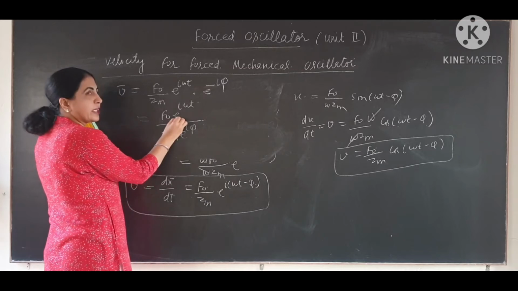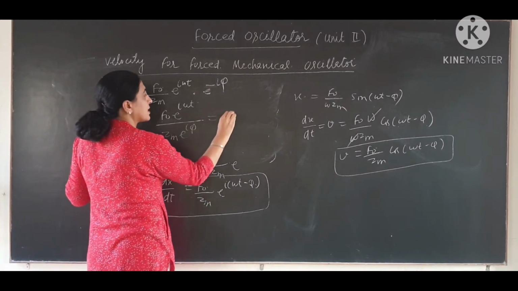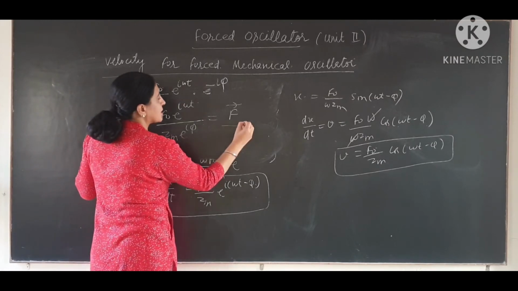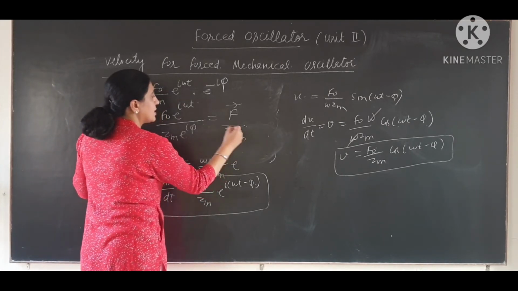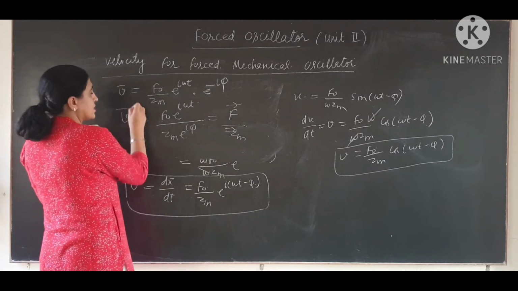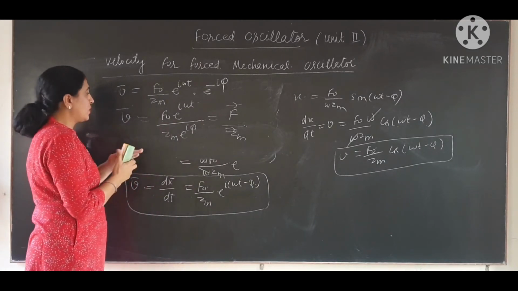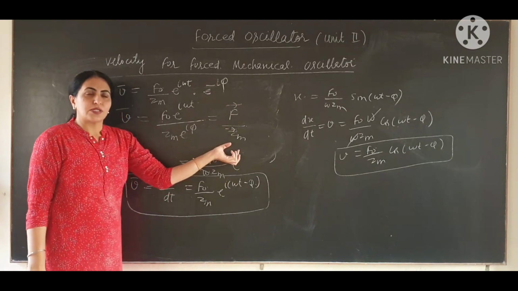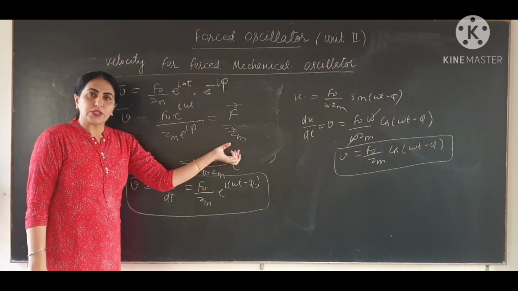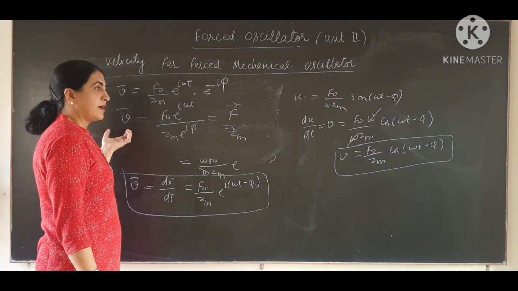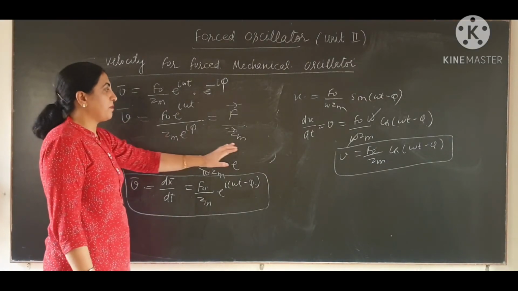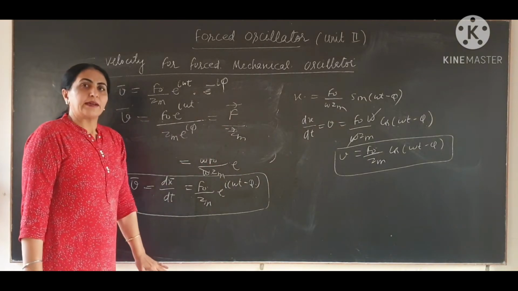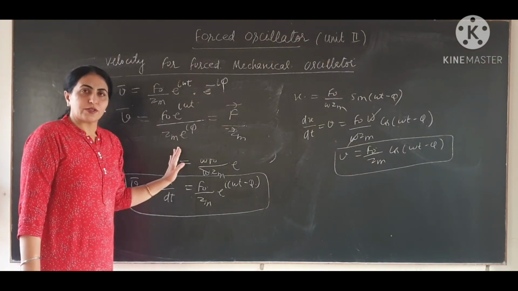And what is F naught e raised to power iota omega t? That is force in vector form, F, and Zm e raised to power iota phi is equal to Zm in vector form. So this is also velocity. Velocity is also equal to the ratio of force and mechanical impedance. This also comes in short answer type questions: define velocity in terms of impedance. You can say that it is the ratio of force and mechanical impedance.